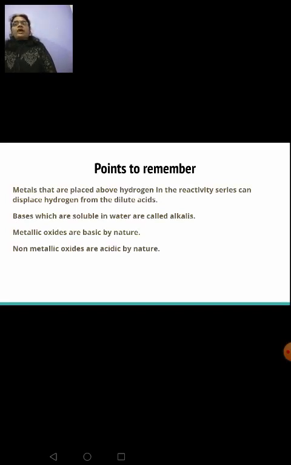Metals that are placed above hydrogen in the reactivity series can displace hydrogen from their dilute acids. See, this reactivity series you will learn in the upcoming lesson, but I have given this reactivity series in one of the presentations which was done earlier. Bases which are soluble in water are called alkalis. Metallic oxides are basic by nature and non-metallic oxides are acidic by nature. And you remember one more thing, all metals will not react with bases to produce salt and water. Very few metals like zinc, aluminium, tin, they will react with bases to form the corresponding salt and water.